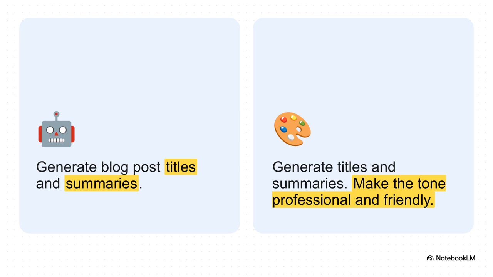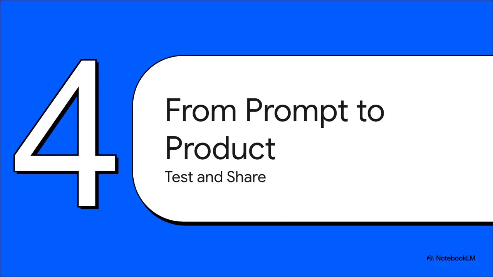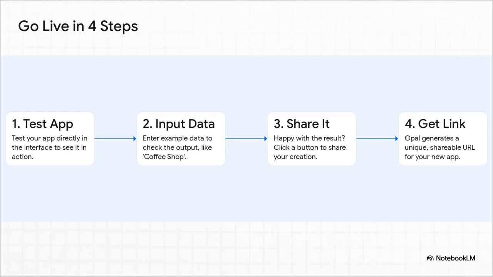So, you've described your app, you've fine-tuned the workflow, and you're happy with how it's all working. Now for the final step, turning this thing into a real, shareable product. And the process is just so straightforward. You can test it right there on the screen. You just plug in some sample data, like coffee shop for the industry and young professionals for the audience, and you see the results instantly.